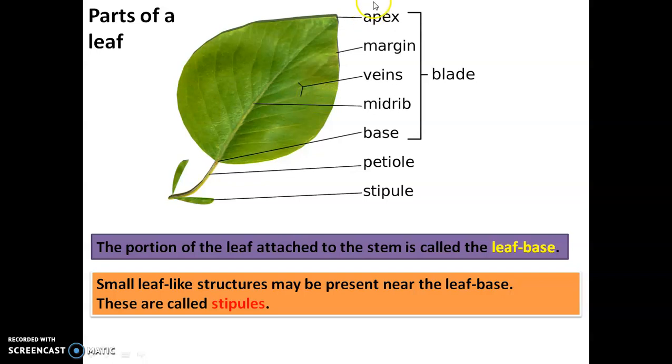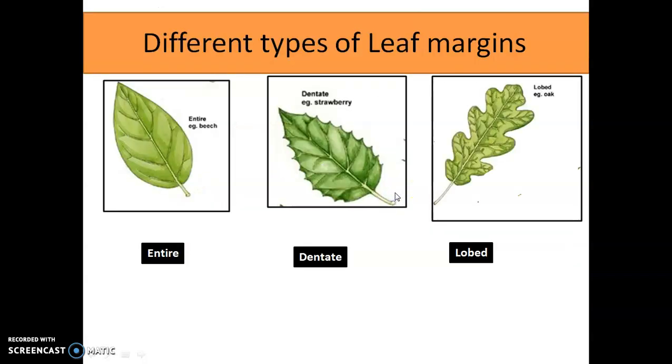So we studied about the apex, the margin, the veins. Just like we have blood vessels in our body, leaves also have veins. Then this is a midrib, again the main vein. Then the base, the petiole, the stipule. So these are the various parts of the leaf.